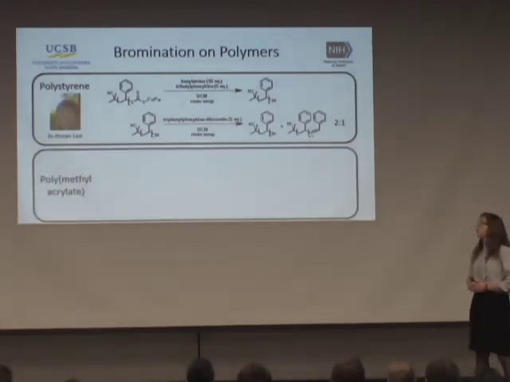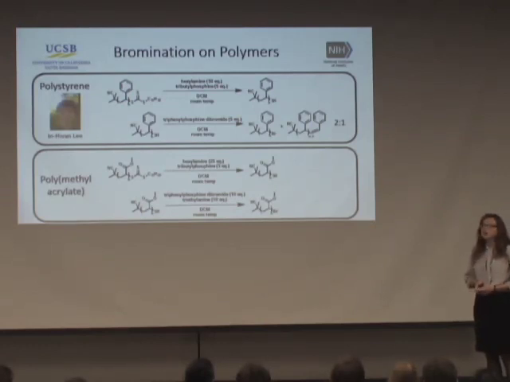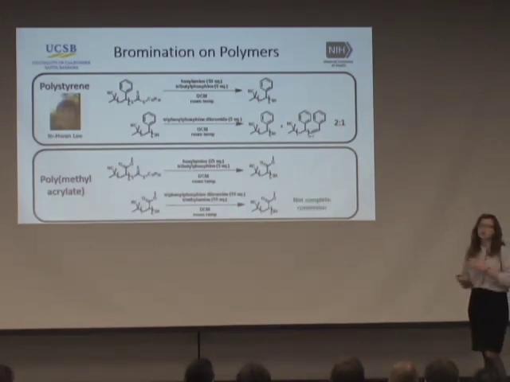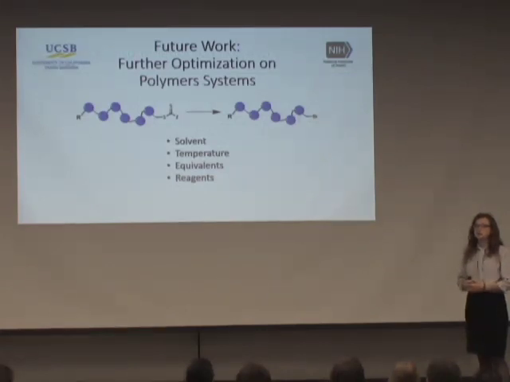The system I'm working on is polymethyl acrylate. Again, I took the RAFT chain end, converted it to a thiol, and from that thiol, I attempted to get the bromine, and I did see bromination. However, it was not in full conversion, and again, we are aiming for full conversion. So the further work is to optimize these systems and try different solvents. We saw that elevated temperatures do increase the rate of reaction. We will try extra equivalents, and possibly, if necessary, try different brominating agents.